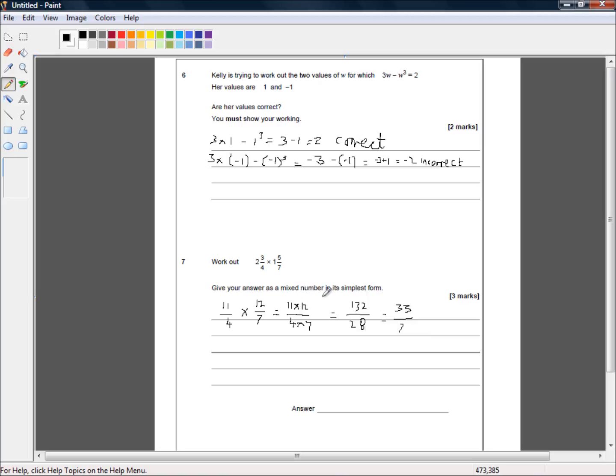It does specifically say we want it as a mixed number. So how many times will 7 go into 33? Well, 5 times 7 is 35, so that's too much. But it's only 2/7 too much. So it's actually 5 minus 2/7, which is 4 and 5/7. The other way you could have done it is to notice that 4 times 7 is 28, which is nearly 33, and then what do you have to add to 28 to make 33? Well, clearly that's 5. So your answer is 4 and 5/7.